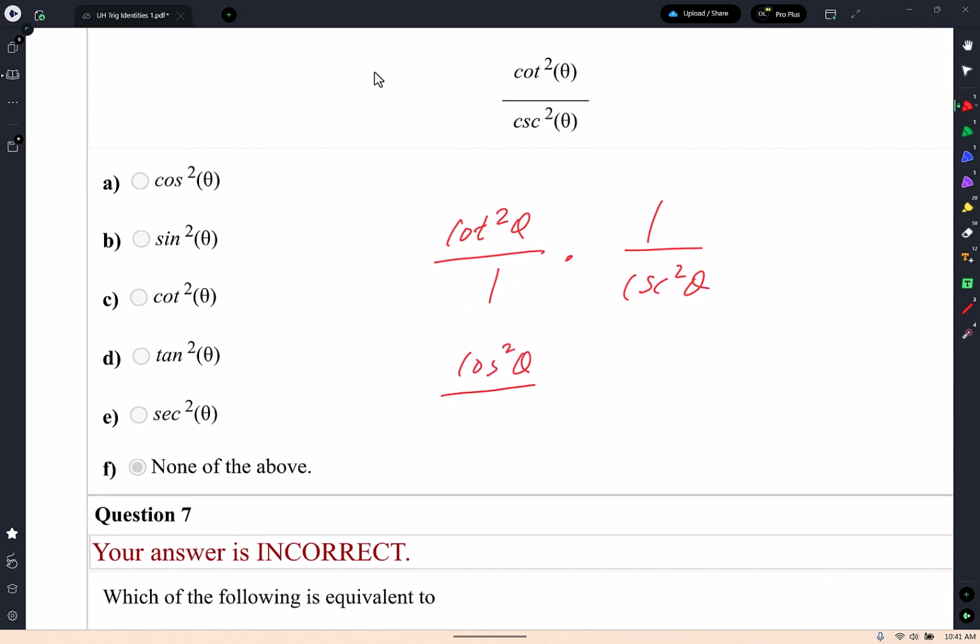Yeah. Make sure to put a square on it because it's squared. And then 1 over cosecant, if I bring it up, it turns into a... So make sure to put a square on it because it's squared. Yay or nay? What's going to cancel out? Bam, bam. What do I have left? There it is. Cosine squared.